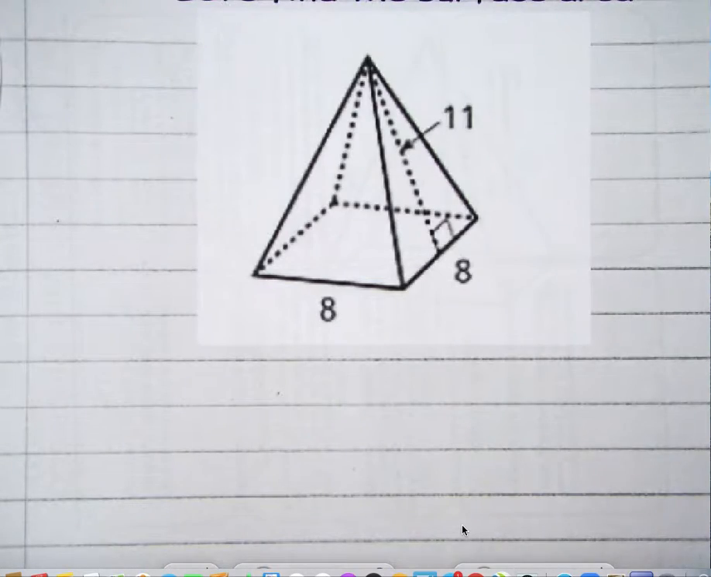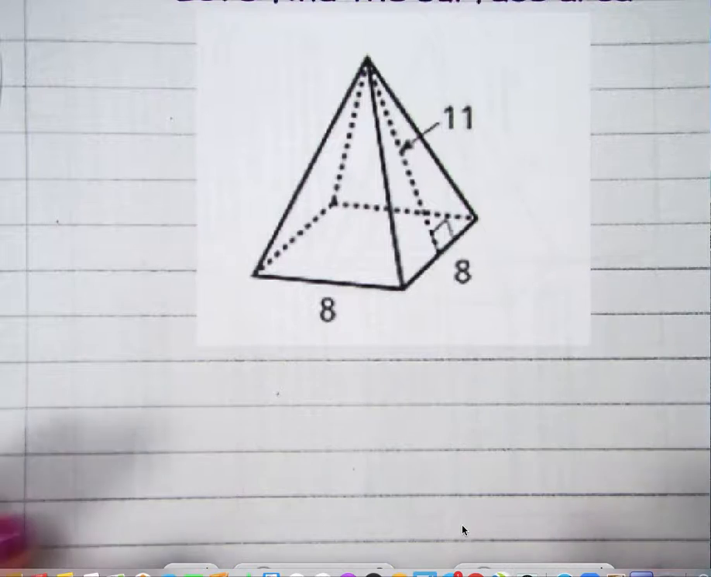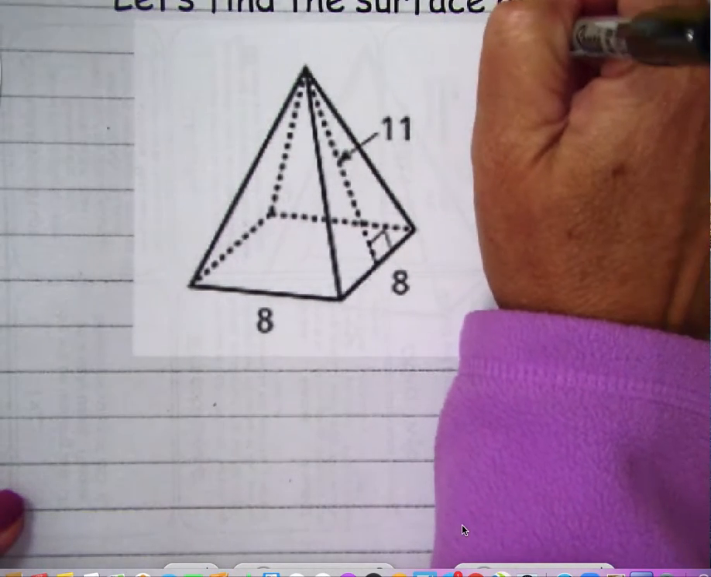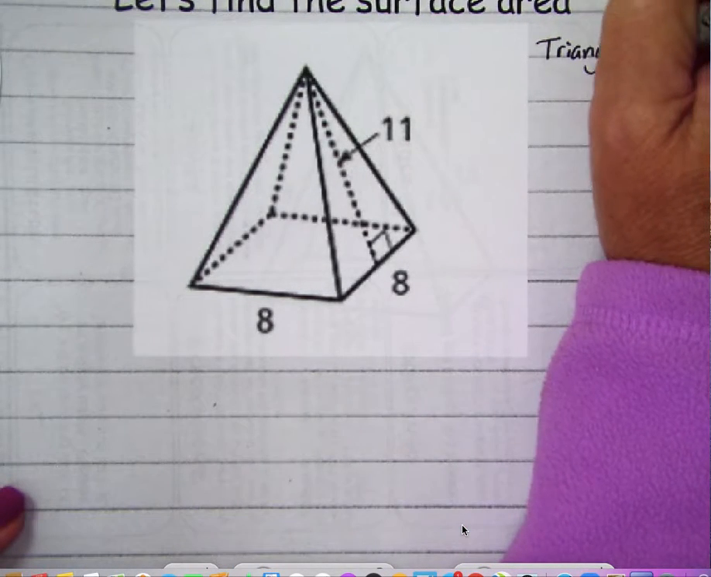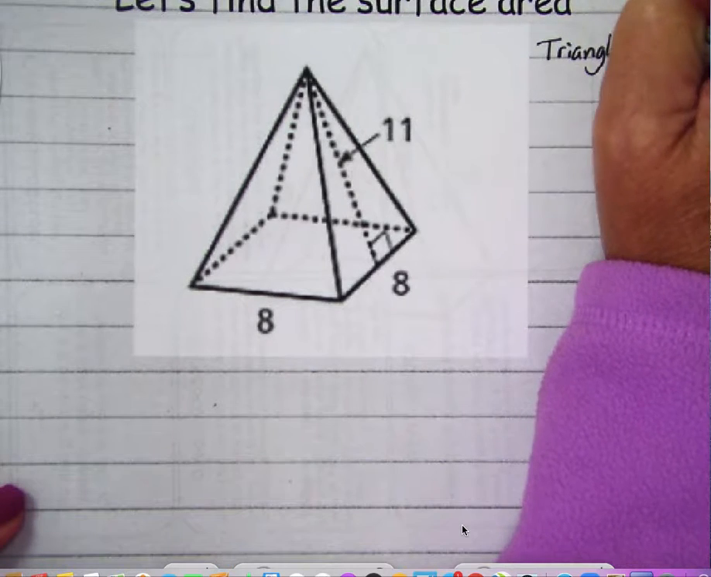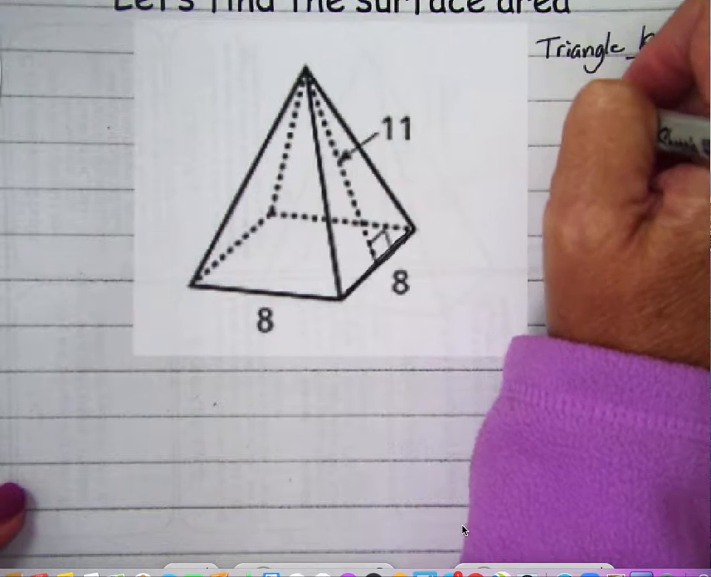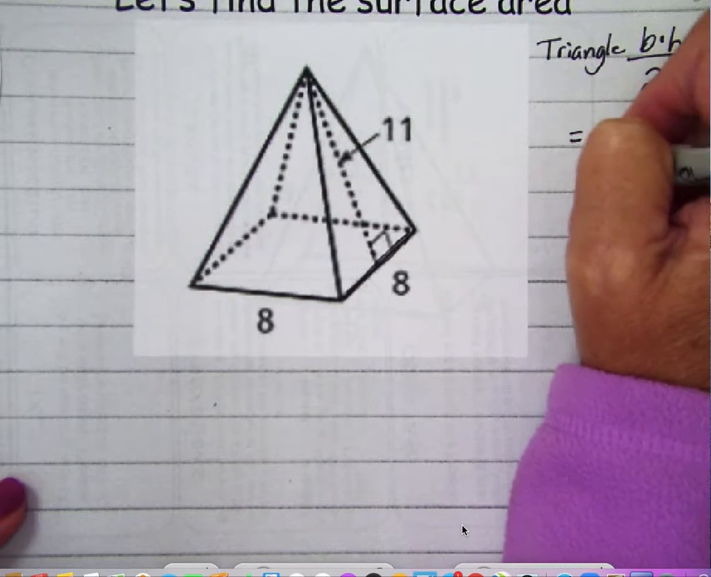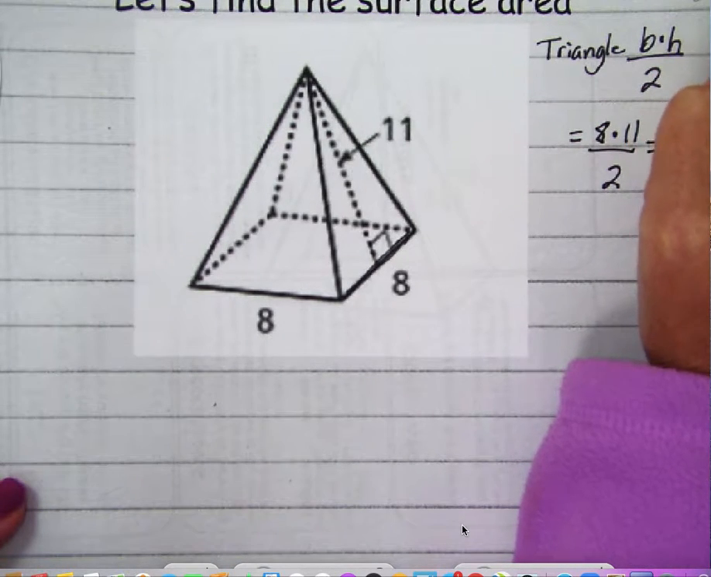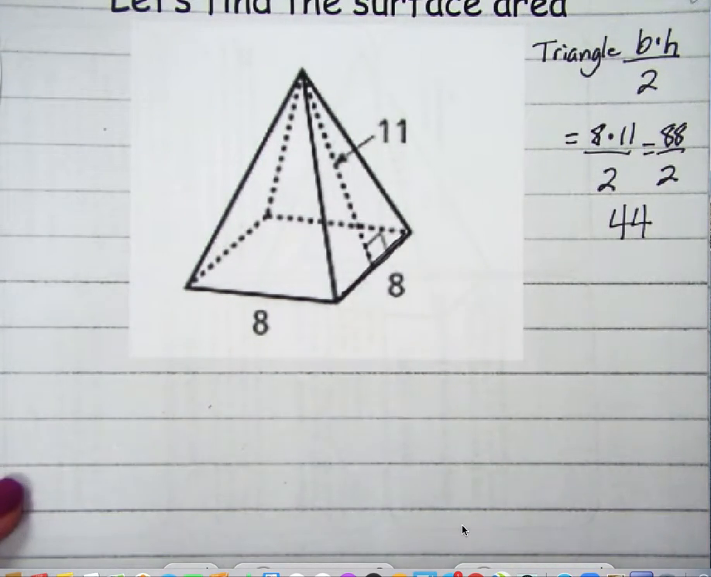Let's look at this one. Surface area, pretty much just like the one we just did. Triangle, base times height divided by 2. The base in this case is 8. What's my height? Well, it's 11, divided by 2. 8 times 11 is 88 divided by 2. So each triangle is 44.